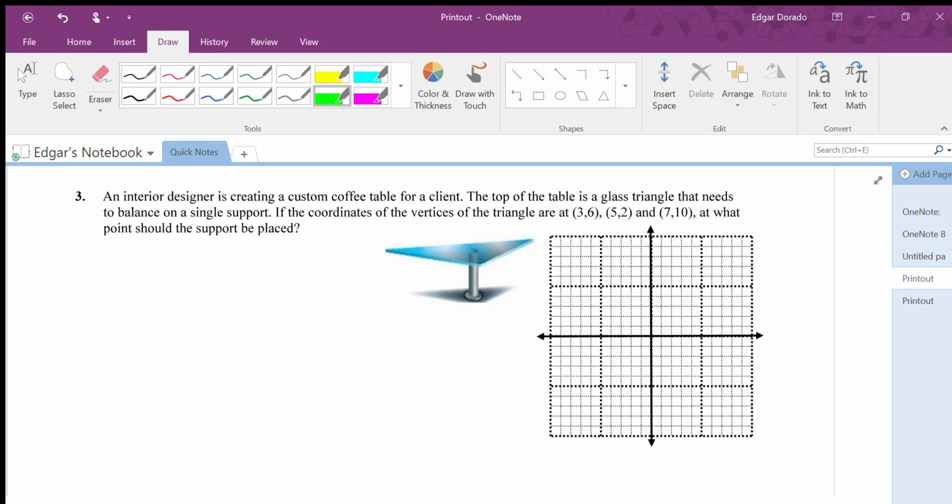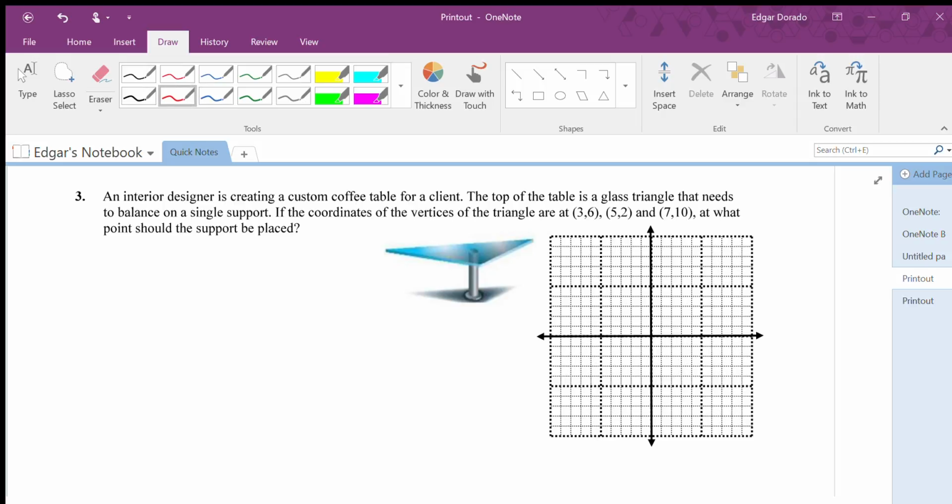So this is basically a word problem, a real world problem that is essentially the same exact thing that we've been doing in the past two problems. So we have to go ahead and graph this first. So let's go ahead and get started right away on graphing.